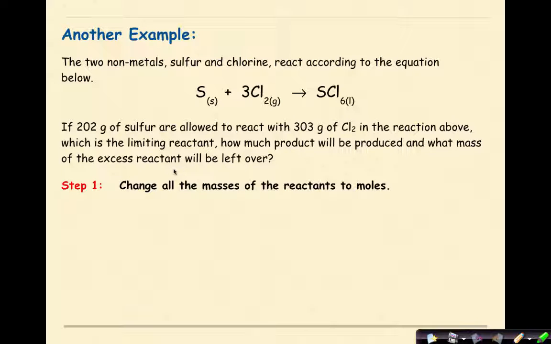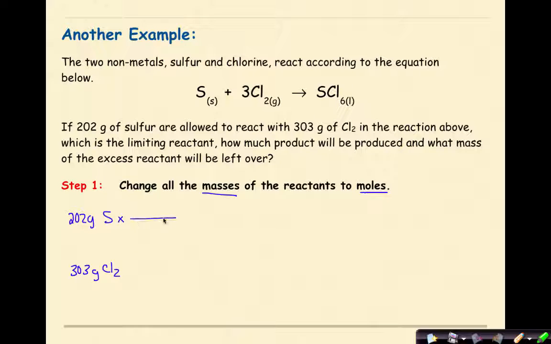So the format of this question will be exactly the same as what we just did. So our first step here is to change all of the masses of the reactants to moles. So I have 202 grams of sulfur, and I have 303 grams of Cl2.